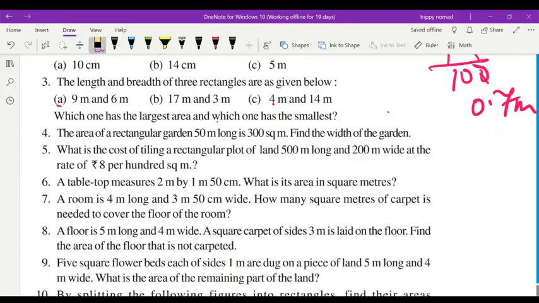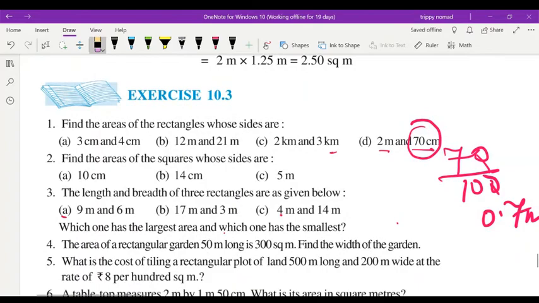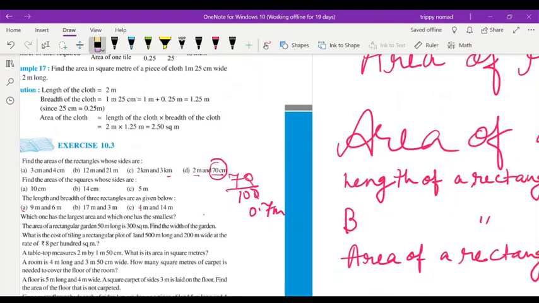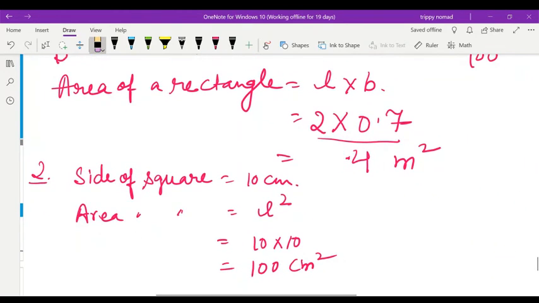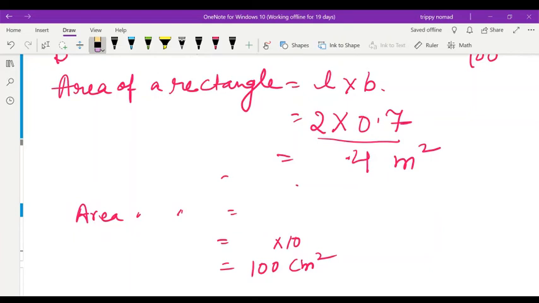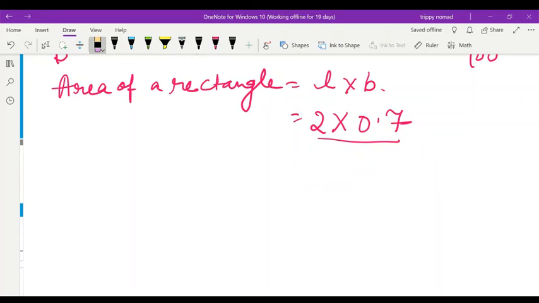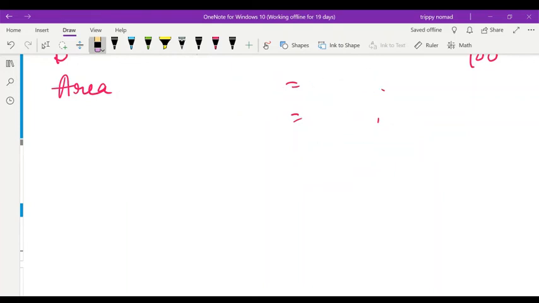So the 3 questions of 10.3 you will finish, and 10.2 you will do. For that I have asked that only the answers you have to write. No need to draw the figures in 10.2. Already these are drawn in the textbook. You only count the space occupied by the given figures and write the answer. In a 1 mark question, such types of sums can be asked. I hope you will finish the work.